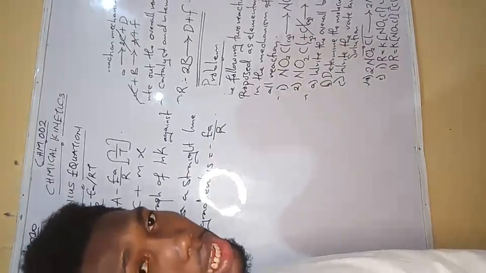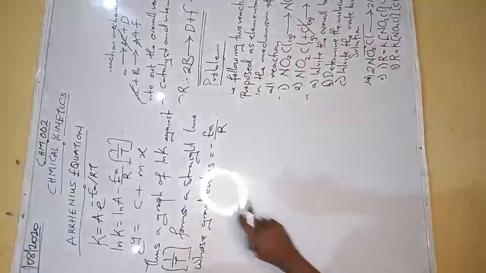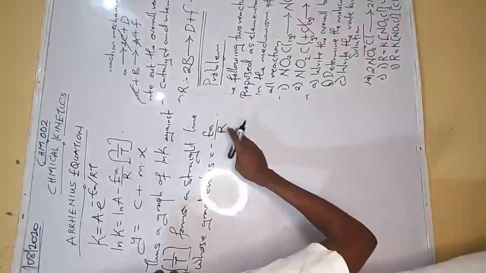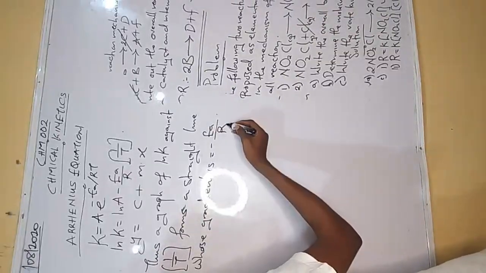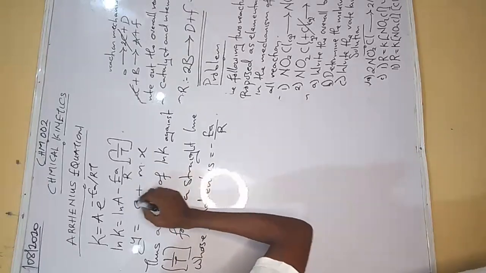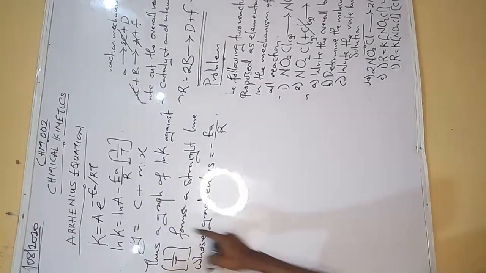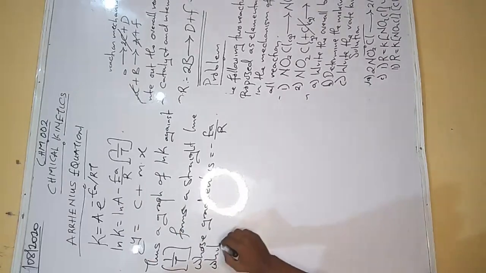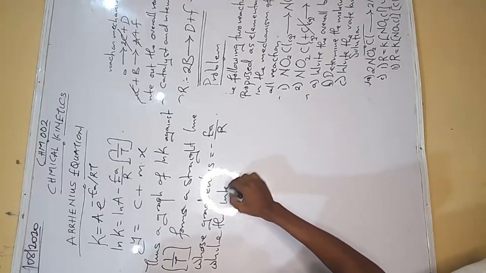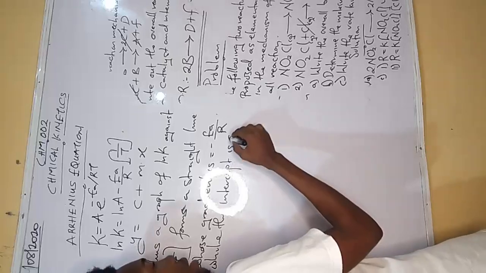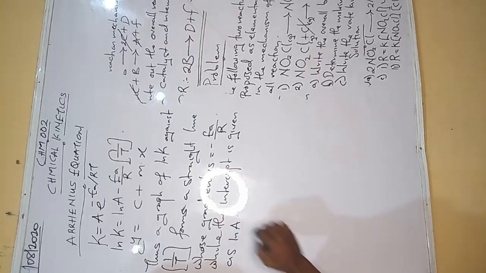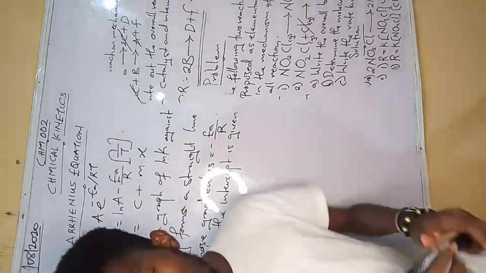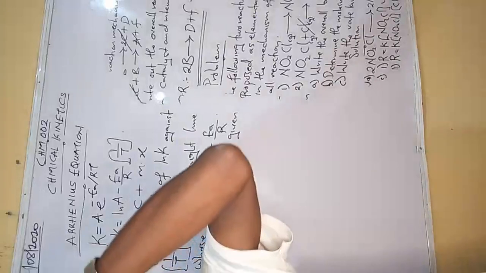Please, if you have questions, you can ask on this. EA is your activation energy, and R is your gas constant. So if you give me a straight line, your gradient is EA over R, while your intercept, this C here, is going to be ln A. That A is a constant, the constant for the reagent we are dealing with.